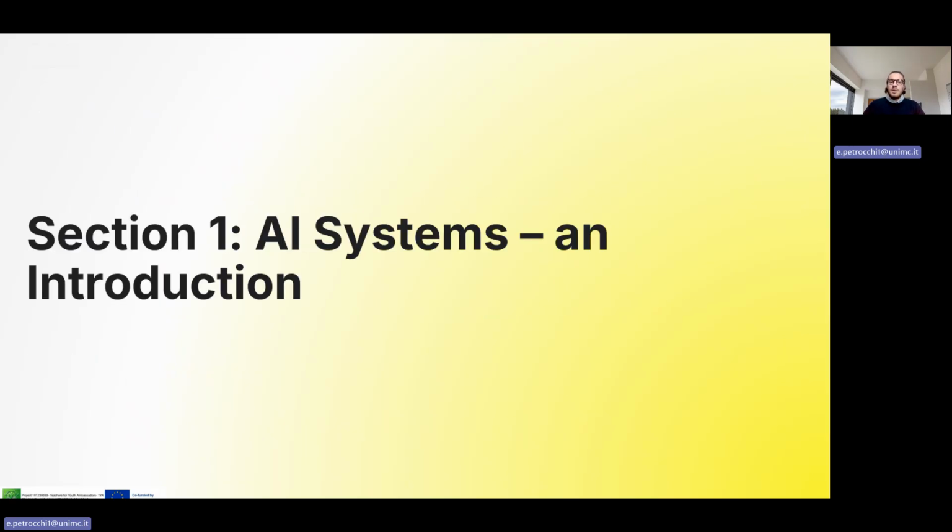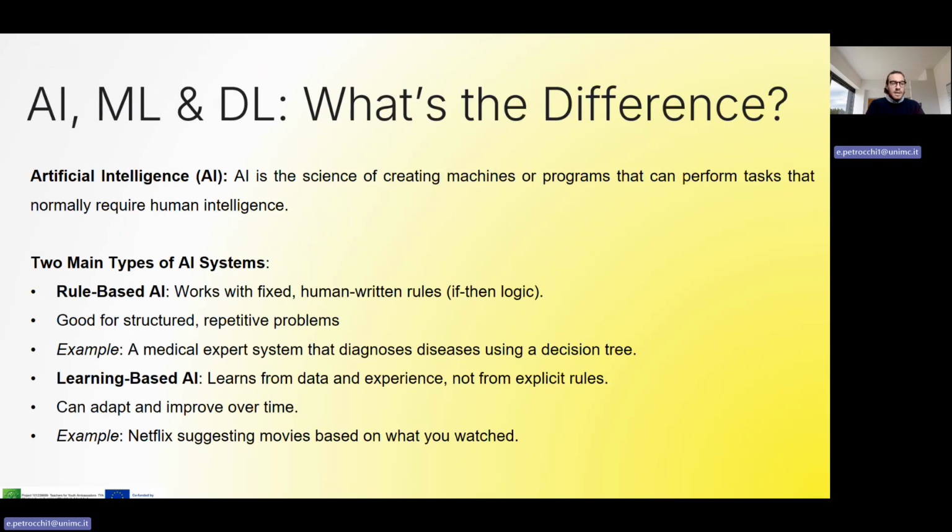So, section 1, artificial intelligence systems and introduction. What is artificial intelligence, and how many kinds of artificial intelligence are there? So artificial intelligence is the science of creating machines and programs that can perform tasks that normally require human intelligence. And there are two main types of AI systems: rule-based AI, also called white box, and learning-based AI, also called black boxes.